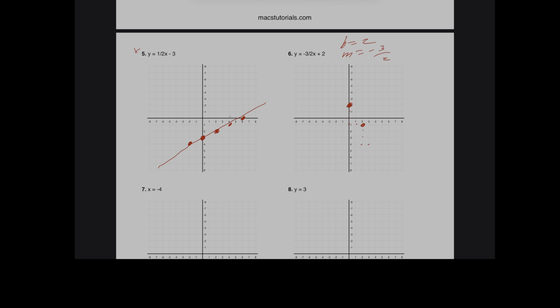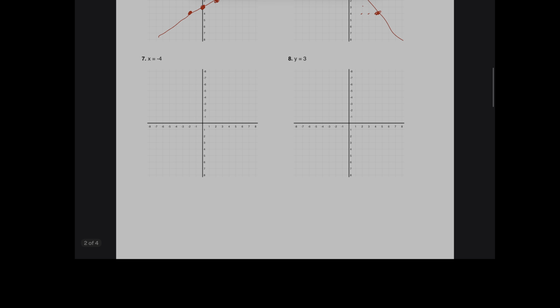Down 3, over 2. Well, what if I did the opposite, and I did 3 over negative 2? Okay, well, 1, 2, 3. Negative 2 would be this way too. Look, it falls on the same line. Okay, you're all good.